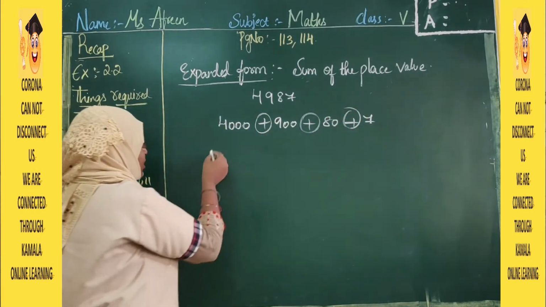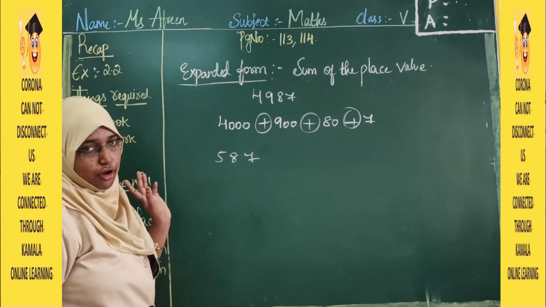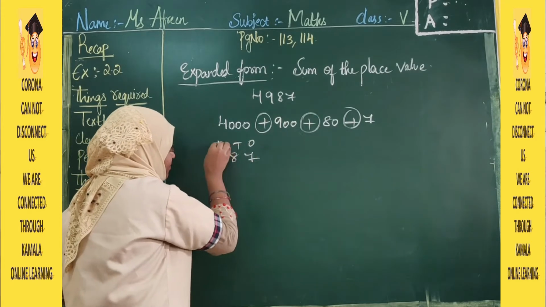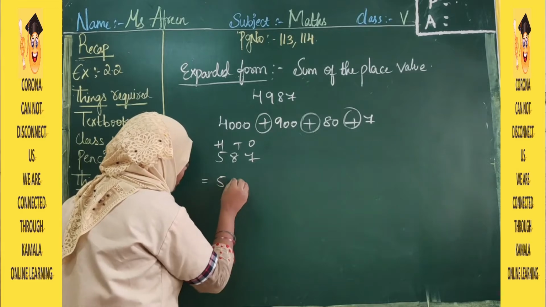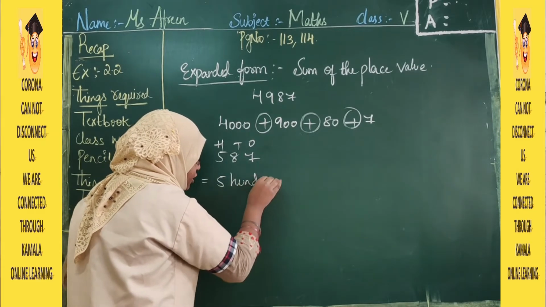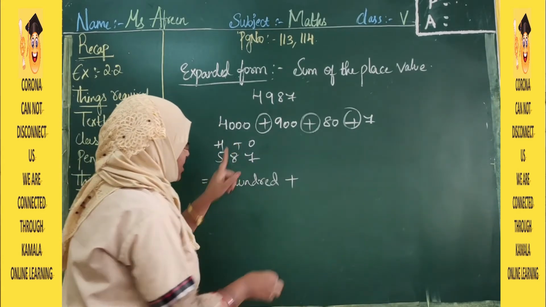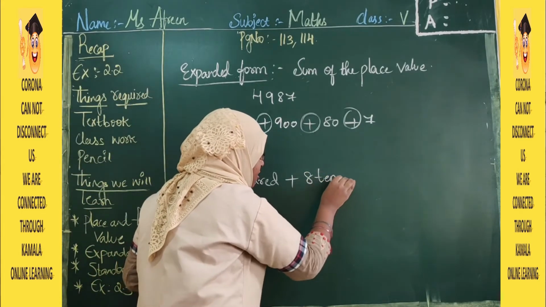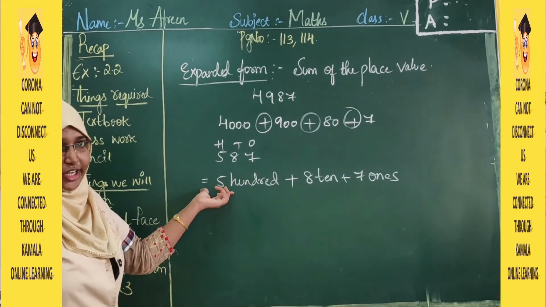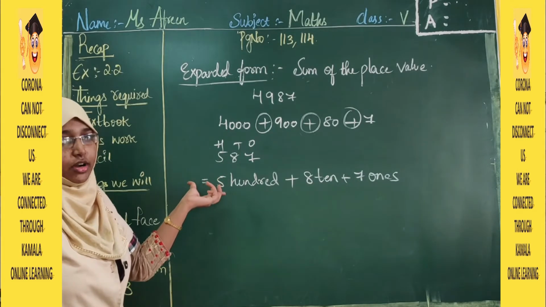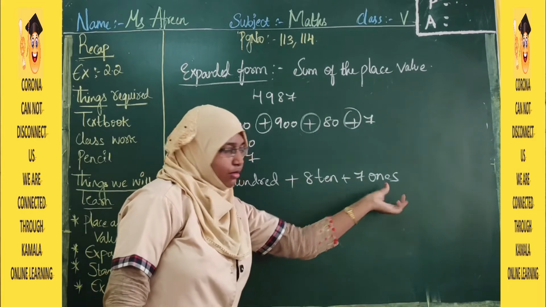Right? If you take one more example like 587, and we want to write the expanded form, first we will write the place values. Now we can also write this as 500, because 5 is in which place? It's in the hundreds place. Plus 8 is in the tens place, so 8 tens, plus 7 ones. This way of writing we call expanded form in words. There we have written in words: hundreds, tens, ones.